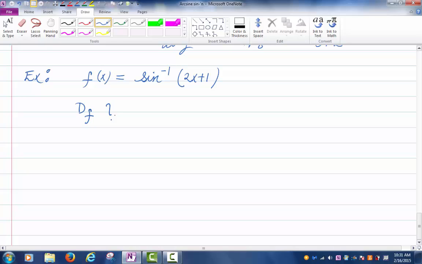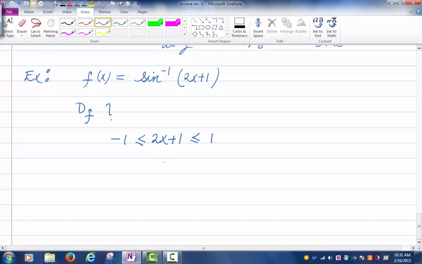Remember the domain of sine was from negative pi over 2 to positive pi over 2, but the domain of sine inverse is negative 1 to 1. So I can apply the sine inverse only to numbers between negative 1 and 1. So whatever 2x plus 1 is, it's got to be where? 2x plus 1 better be between negative 1 and positive 1, including negative 1 and positive 1. Otherwise, I cannot apply sine inverse.